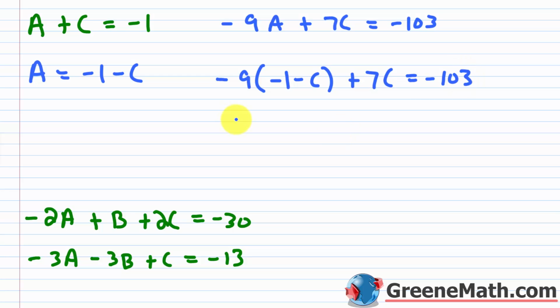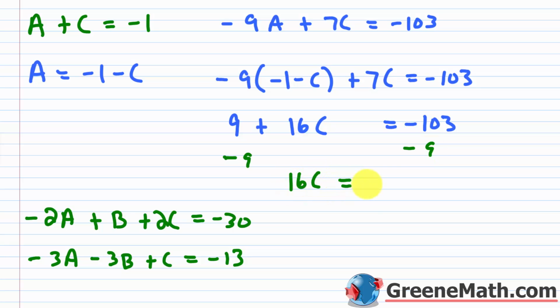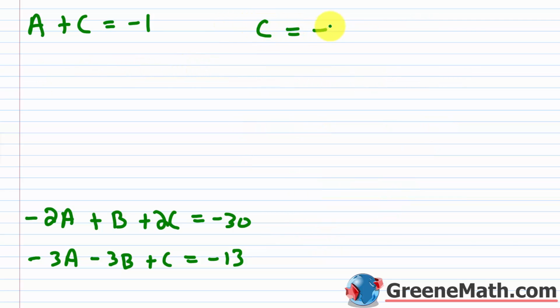Well, this would be positive 9 plus 9c, and then plus 7c equals negative 103. 9 plus 7 is 16, so this would be 16c. If I subtract 9 away from each side of the equation, I'm going to have that 16c is equal to negative 112. Divide both sides by 16. I'm going to find that c is equal to negative 7. So we know what c is. c is negative 7.